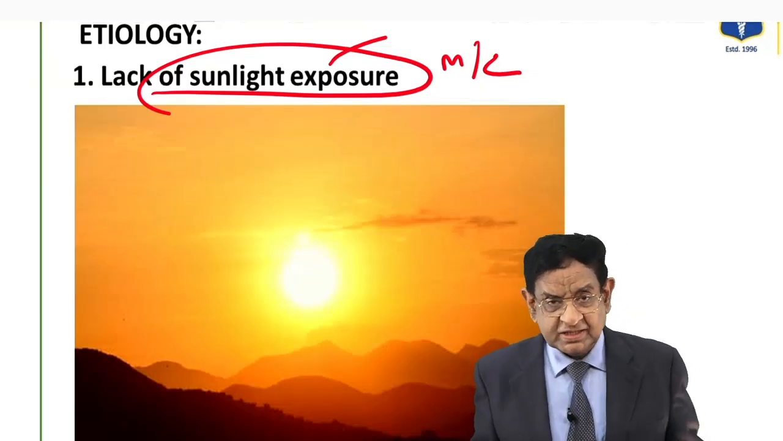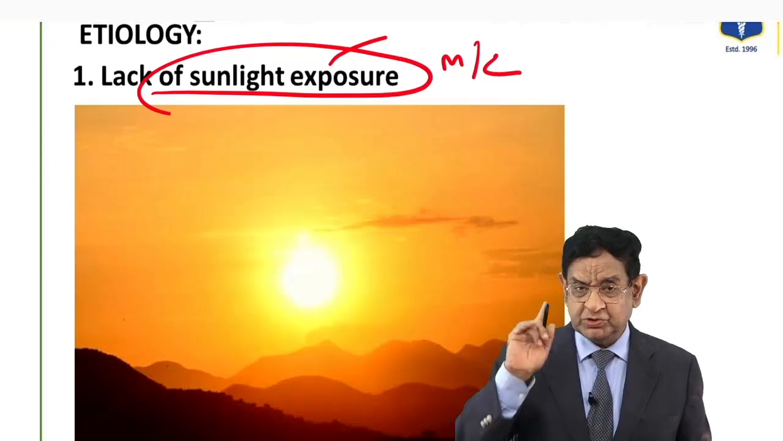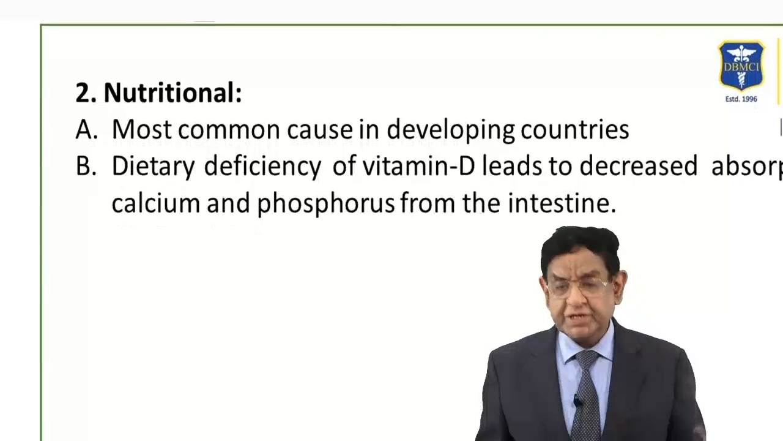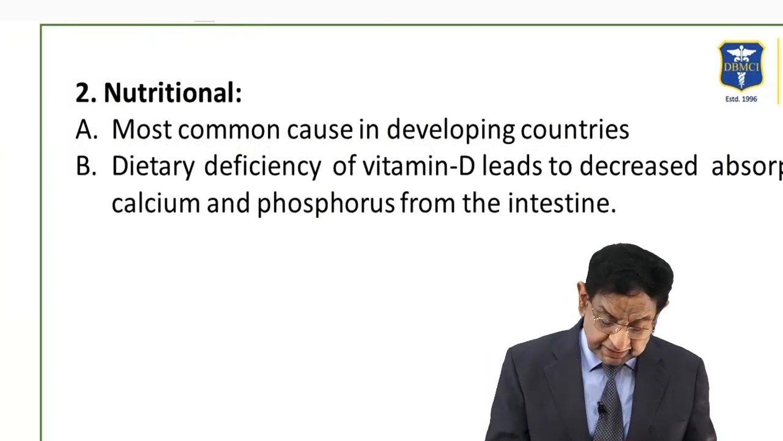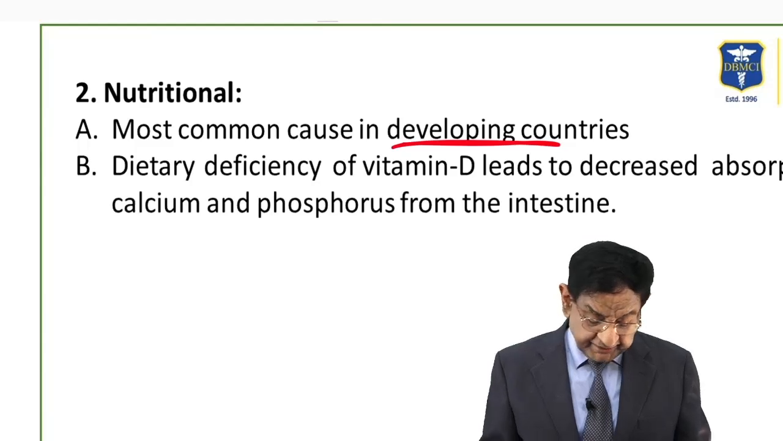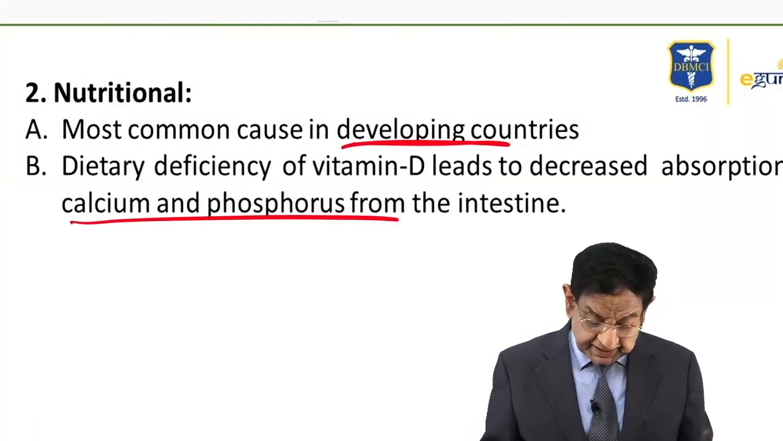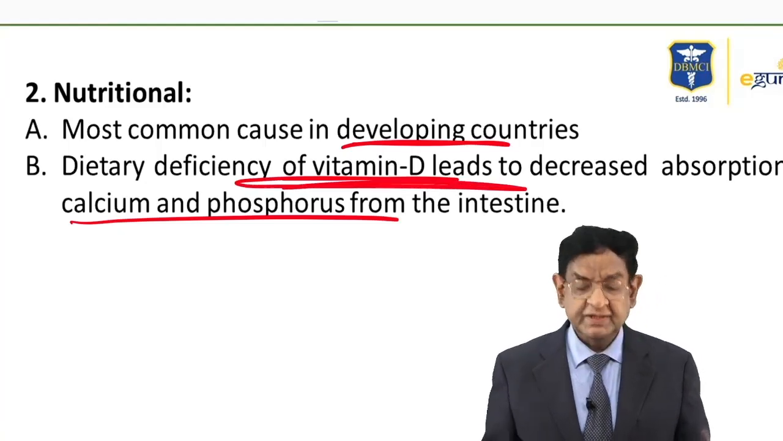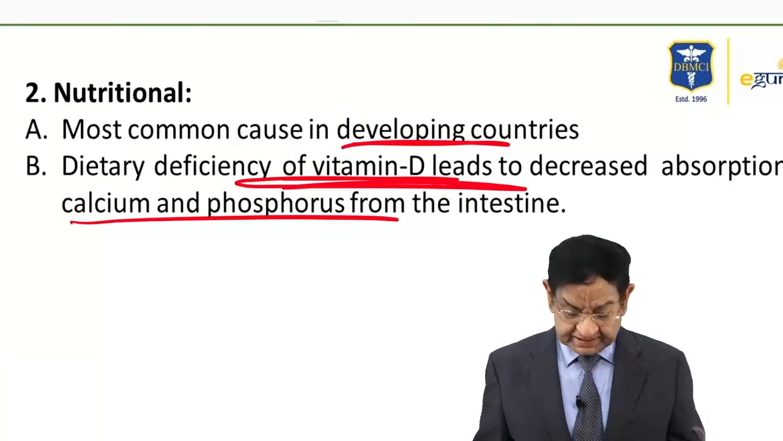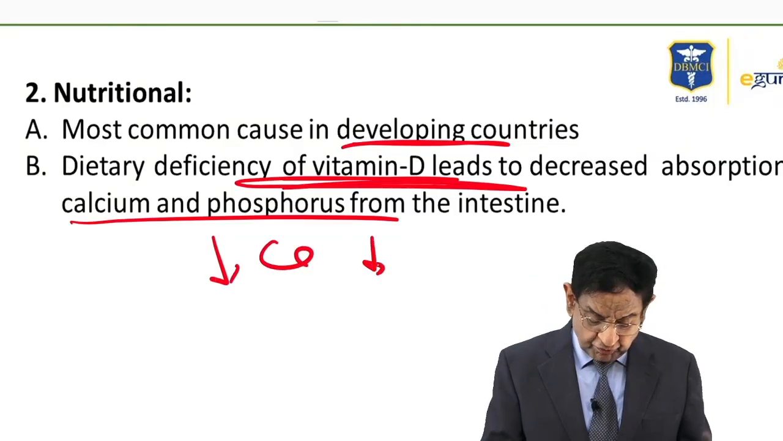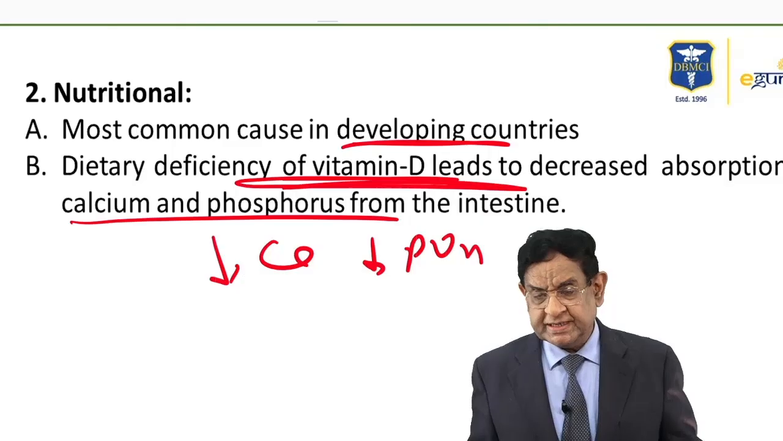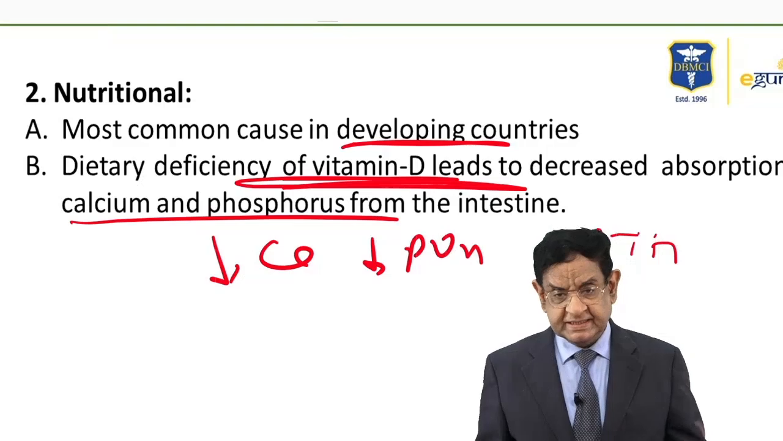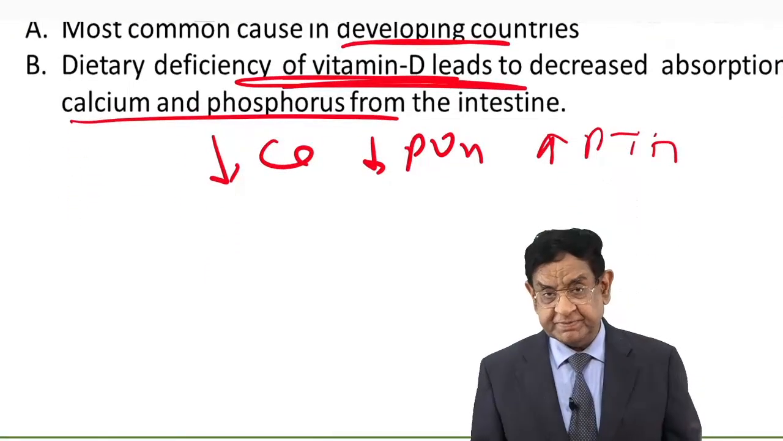Anyway, this is extra knowledge, not for your exam, just to inform you that you should get sun exposure as far as possible. Nutritional is the second cause, a very important cause, common in developing countries. Dietary deficiency definitely leads to decreased calcium absorption, because vitamin D is deficient and vitamin D is essential in such cases. Low calcium and low phosphate will happen, so-called nutritional hypocalcemia, but PTH level will be high, as I mentioned in the pathophysiology. Okay, increased PTH.